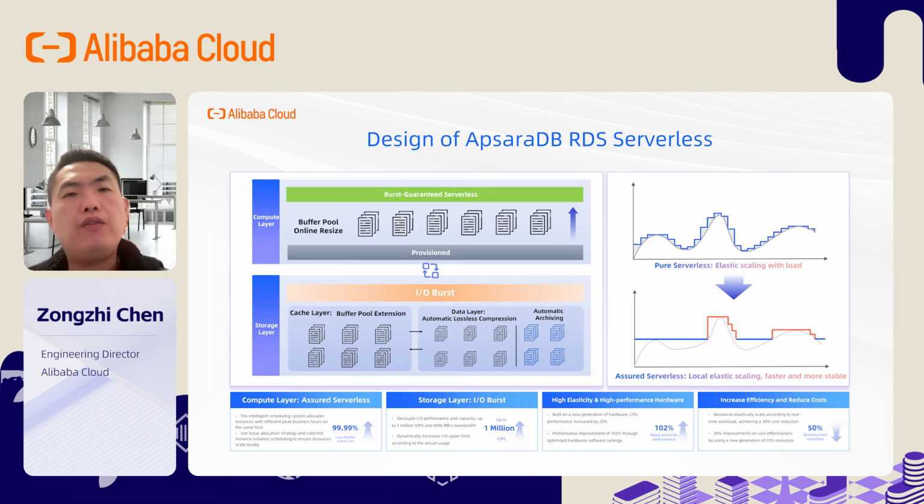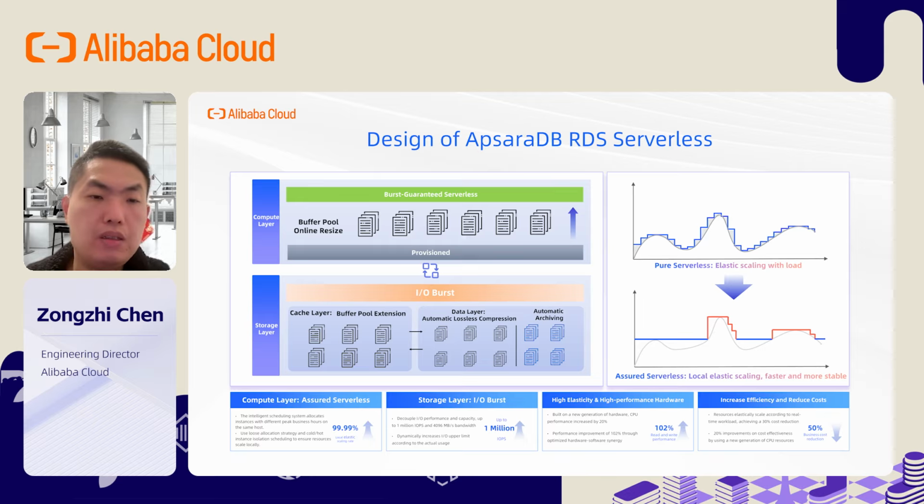Let's show you the design of the ApsaraDB RDS service. In the compute layer, we support buffer pool online resize. In the MySQL instance, in the preview 8.0 version, the buffer cannot be resized online. And even in the 8.0 version, when the MySQL instance resizes the buffer, it may cause the instance to hang for a while. So we support online buffer resize to avoid the hang when we resize the buffer.